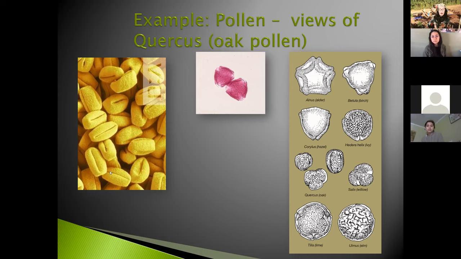Okay, now under the most powerful scanning electron microscopes, pollen looks like these little beads or fuzzy things, but every plant species makes pollen that has its own unique shape. So when we look at it under the microscope, this is a super close-up one from an SEM, but let's say we're just looking at it under a regular light microscope.